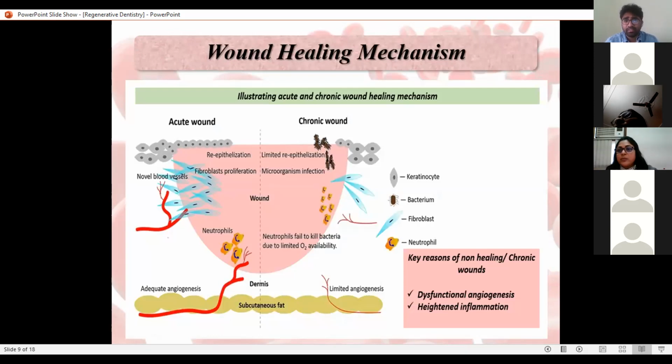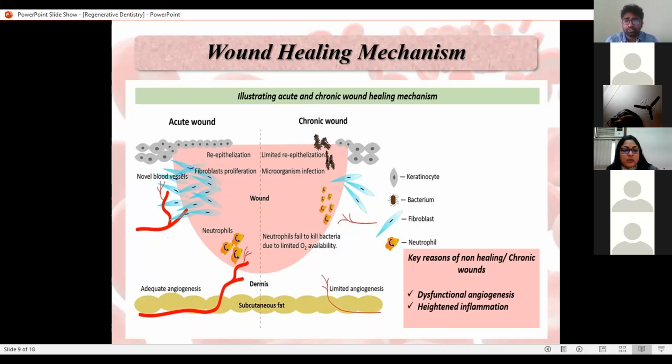First, I want to explain the mechanism of wound healing and how PRP can be applied in wounds. Normally we know there are different stages of wound healing, which include hemostasis, inflammation, proliferation, and maturation. If there is a delay in inflammation and proliferation, that leads to a chronic wound. As we know, the key players in chronic wounds include keratinocytes, fibroblasts, and neutrophils.